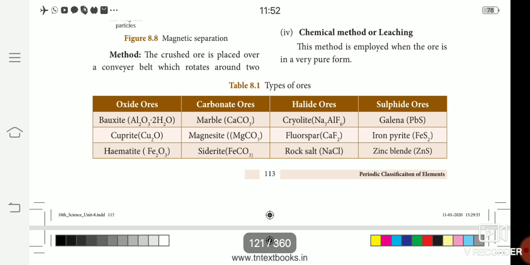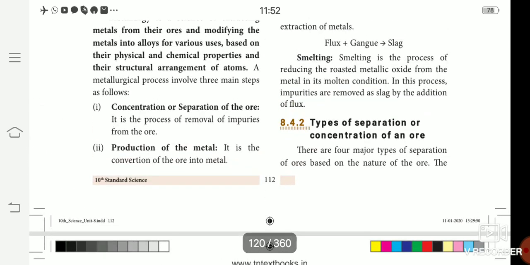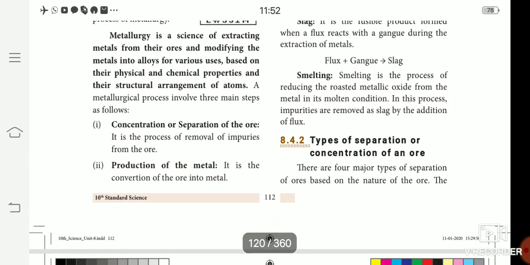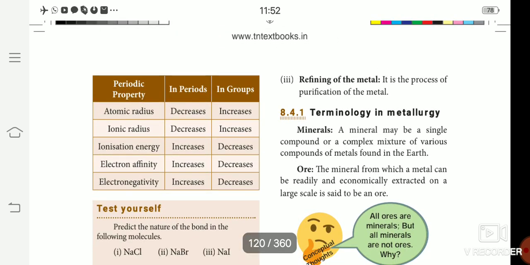So we collect the metals from ores. The extraction of metals depends upon three steps. The first step is concentration or separation of the ore. The second step is extraction of the metal. The third step is refining of the metal.